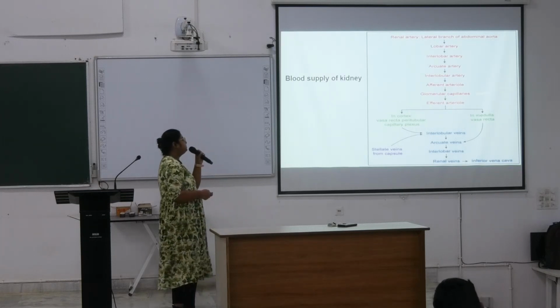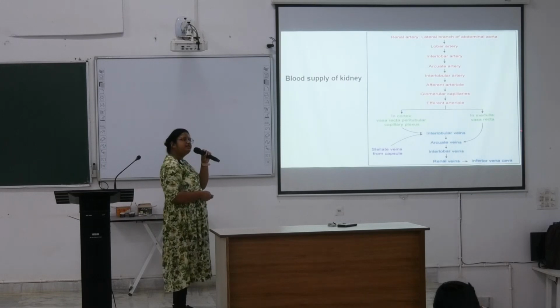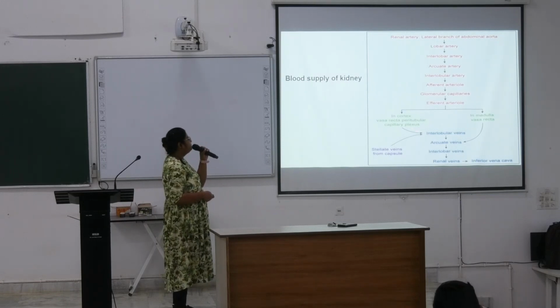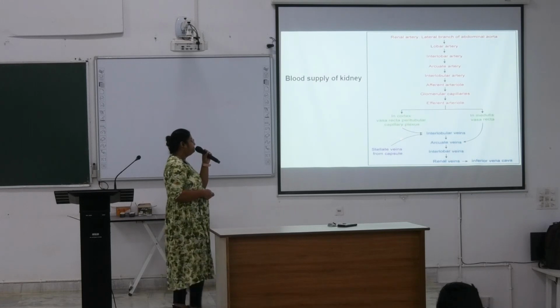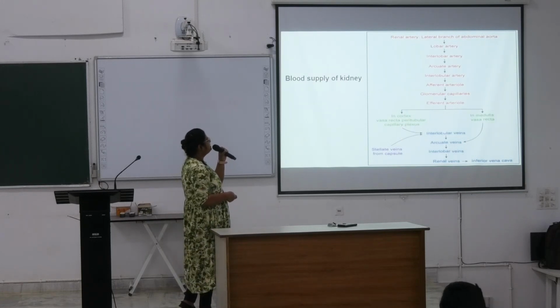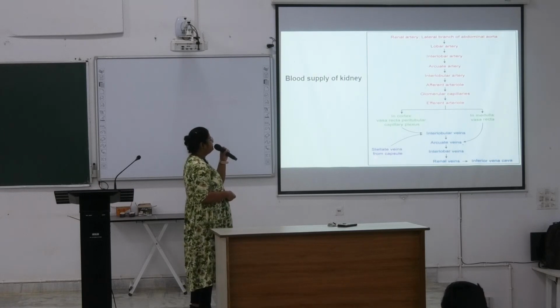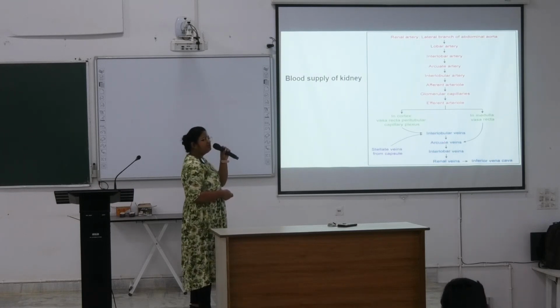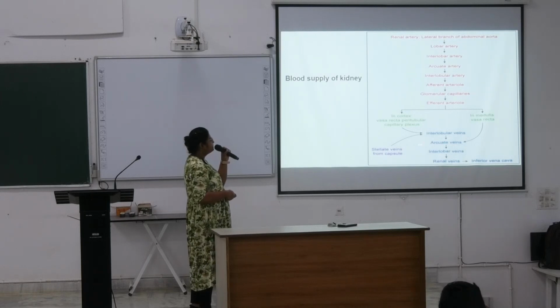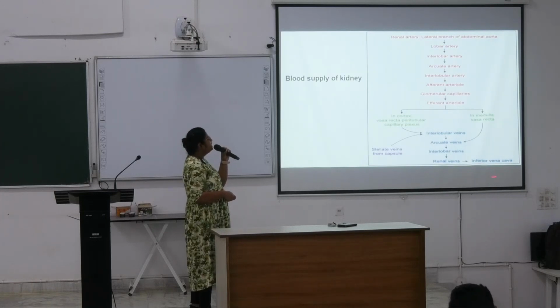Now, this efferent arteriole in the medulla is forming the vasa recta, long loops. And in the cortex, peritubular capillary plexuses are formed. This peritubular capillary plexus ultimately drains into interlobular veins, and the stellate vein from the capsule also drains into interlobular veins. From there into arcuate veins, into the interlobar veins, then into renal veins, and renal veins are draining into the inferior vena cava. Okay, so this is the drainage system of the kidney, the blood supply of the kidney.